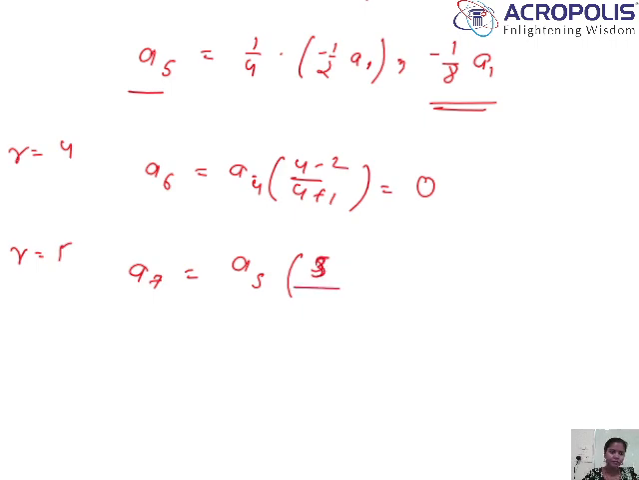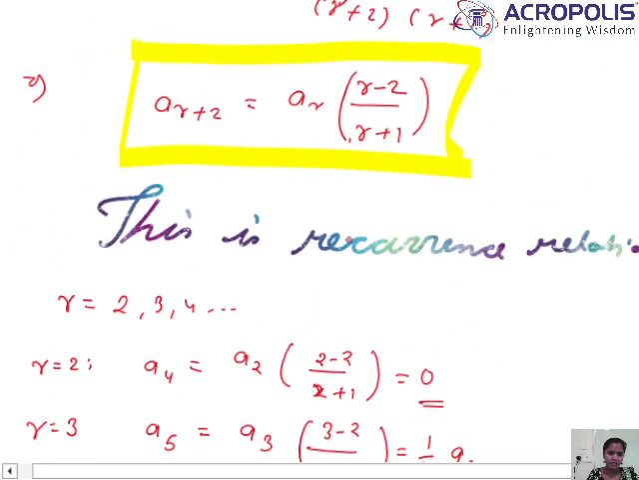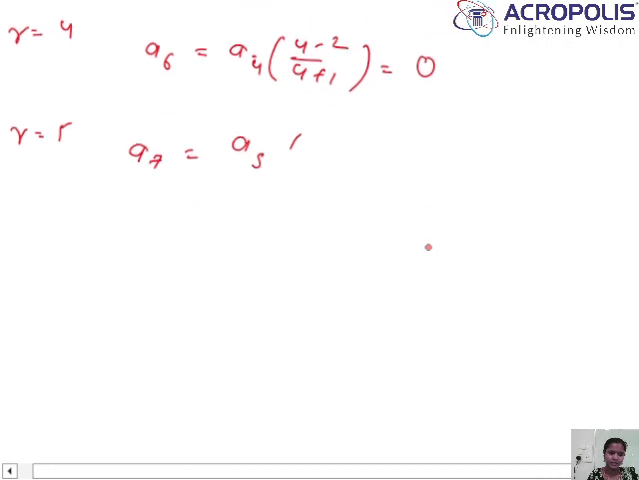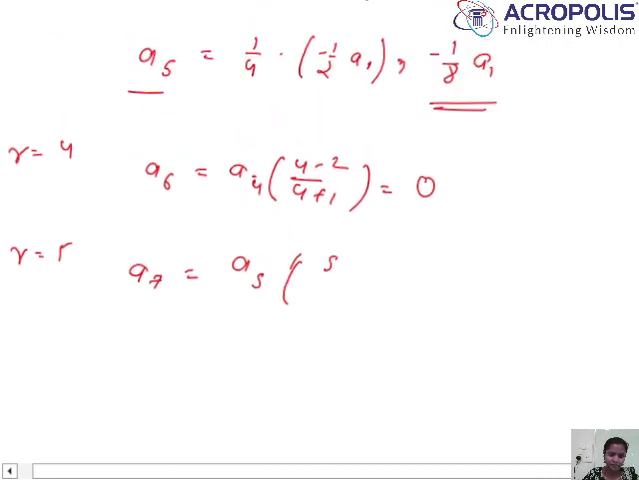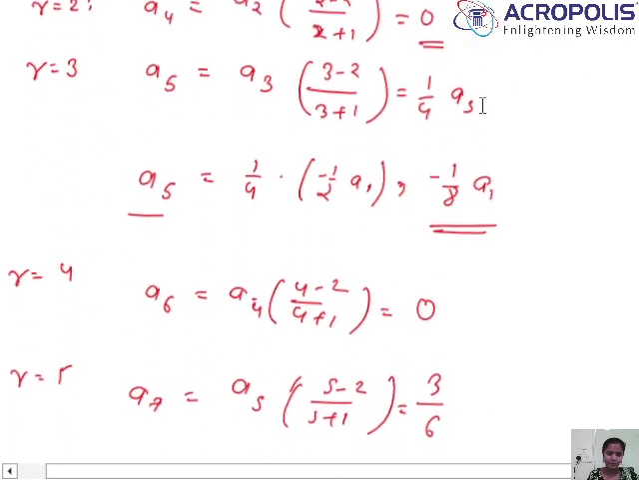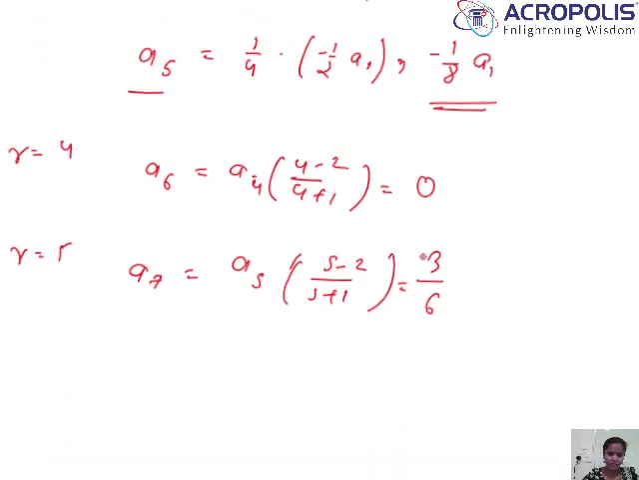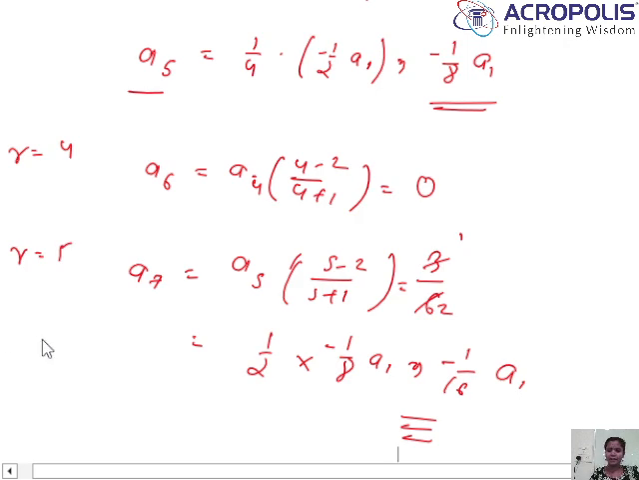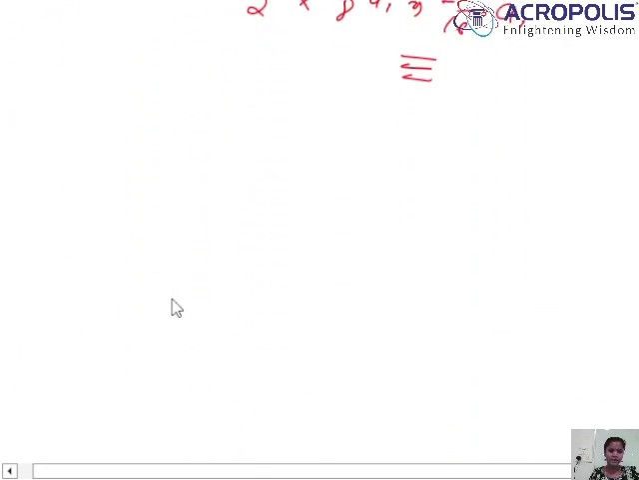The recurrence relation contains r minus 2 and r plus 1. So r is 5, so 5 minus 2 and 5 plus 1, that is 3 by 6. This is equal to 1 by 2. Again 1 by 2 into the value of a5, which is minus 1 upon 8 a1. This implies minus 1 by 16 a1 and so on. You can find the further values by using this recurrence relation.